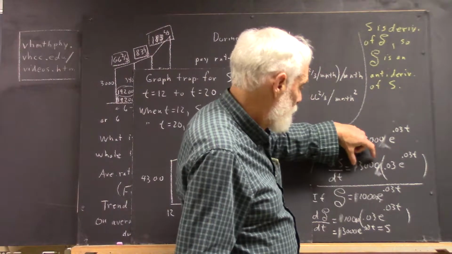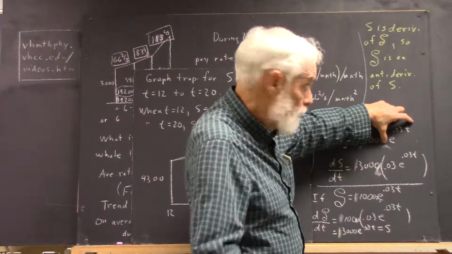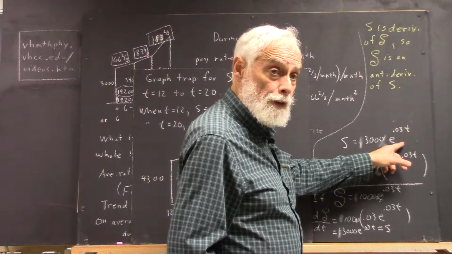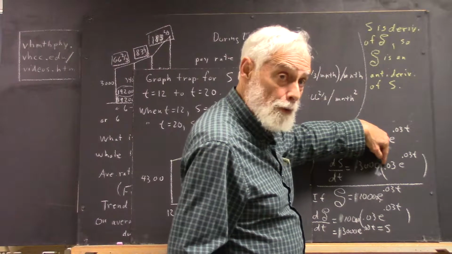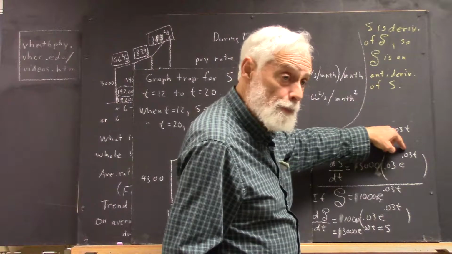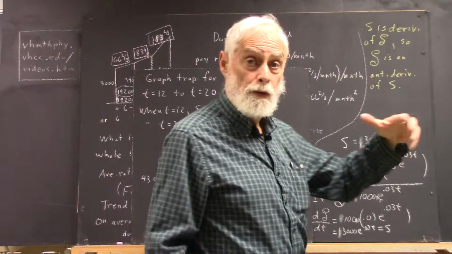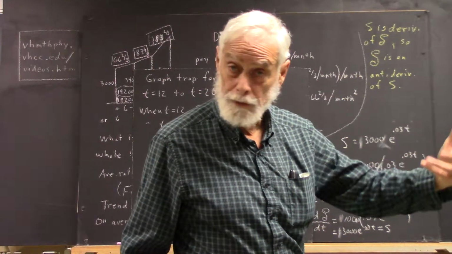that derivative is 3,000 times the derivative of e to the 0.03t, 3,000 being a constant. The constant rule says it's going to be that constant times the derivative of the changing function, the e to the 0.03t. And that derivative is the derivative of the 0.03t, which is 0.03, multiplied by e to the 0.03t. An application of the chain rule and the fact that the derivative of, say, e to the x with respect to x is just e to the x.